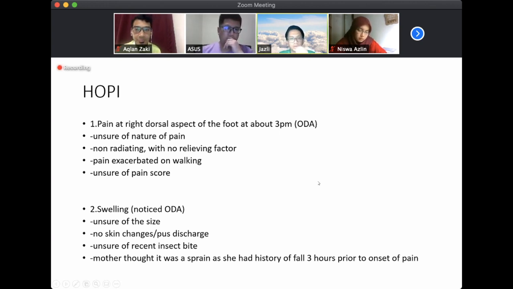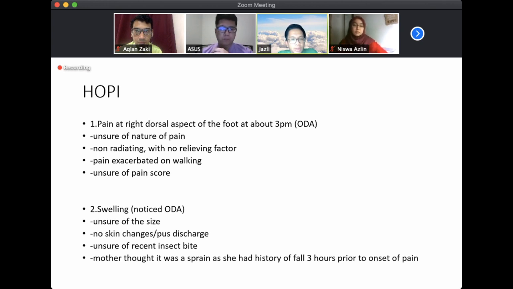So she was apparently well until on the day of admission at about 3 p.m. She had a sudden onset of pain at the dorsal part of the right foot, whereby she was unsure of the nature of the pain, but she claims it to be non-radiating with no relieving factor. The pain is exacerbated on walking, and she is unsure of the pain score. There was associated swelling with the right foot pain.